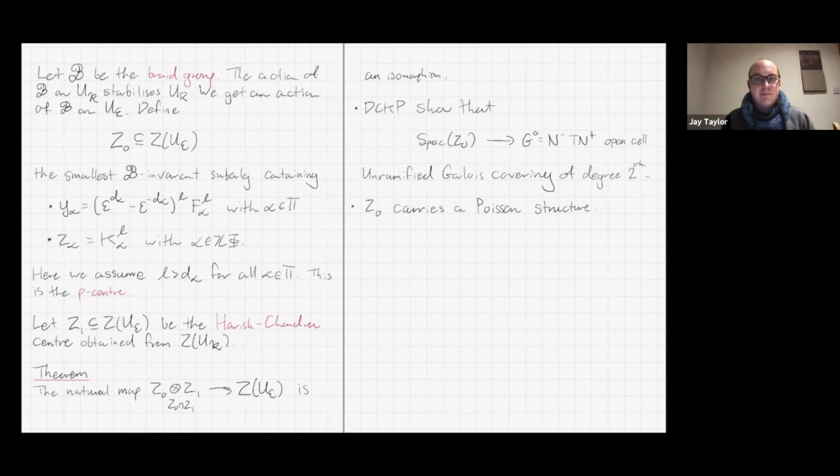Great. Right, and this is recorded on the last page, that the spectrum of the p-center is essentially functions on an open Bruhat cell. Great. Yeah.